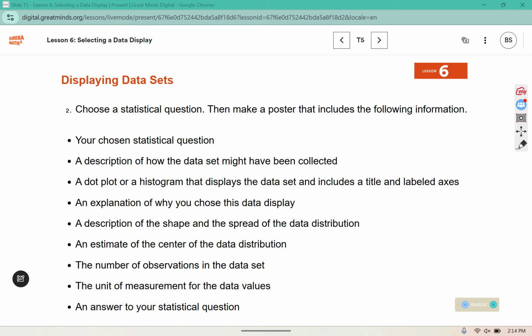Choose a statistical question, then make a poster that includes the following information: your chosen statistical question, a description of how the data might have been collected, a dot plot or histogram that displays the data set and the title with the labeled axes, an explanation of why you chose this data display, a description of the shape and the spread of the data distribution, an estimate of the center of the data distribution, the number of observations in the data set, which could be how many students you observed, the unit of measurement for the data values, whether that's minutes, hours, feet, meters, include the units, and an answer to your statistical question.